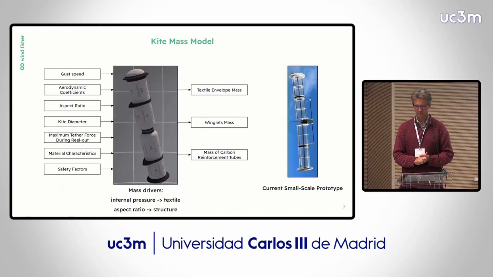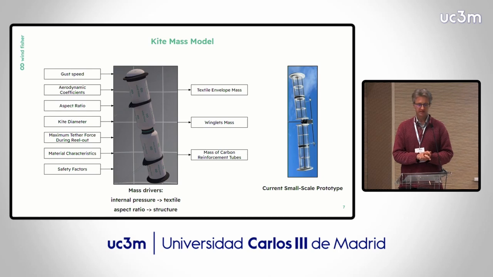So here's a better idea of the kite. There are two key things that drive the sizing. One is internal pressure. It's a pressure vessel, so the cylinder is inflated, and that's going to drive the sizing of the textile that's required to hold that pressure inside. And the internal pressure is based upon two things. One is the maximum operating flight speed, and the other is the gust speed that we need to survive in case we have a storm go through.